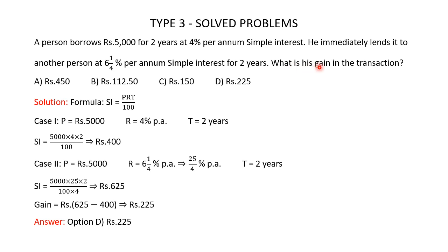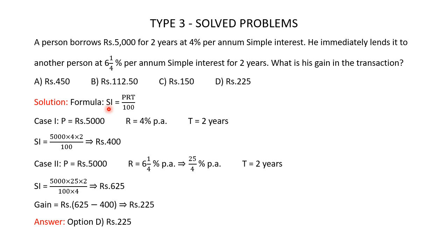Now here we are asked to find the gain in the transaction. To do that, first we have to find the simple interest in the first case and then we have to find the simple interest in the second case. The difference between the two simple interests will give us the gain in the transaction.